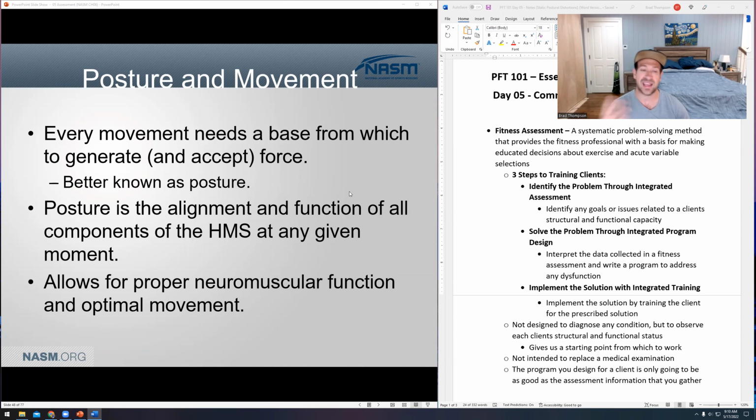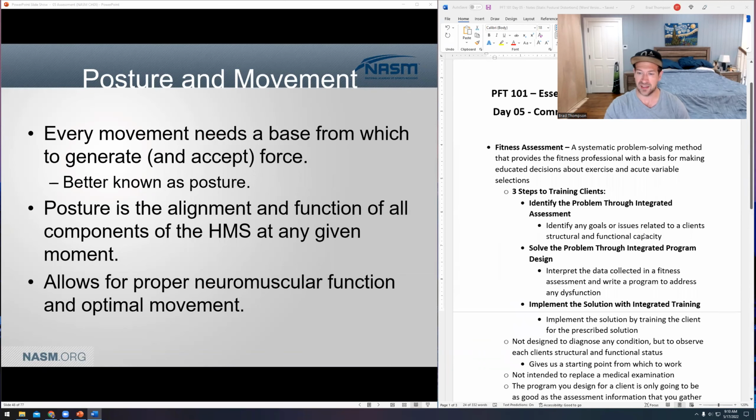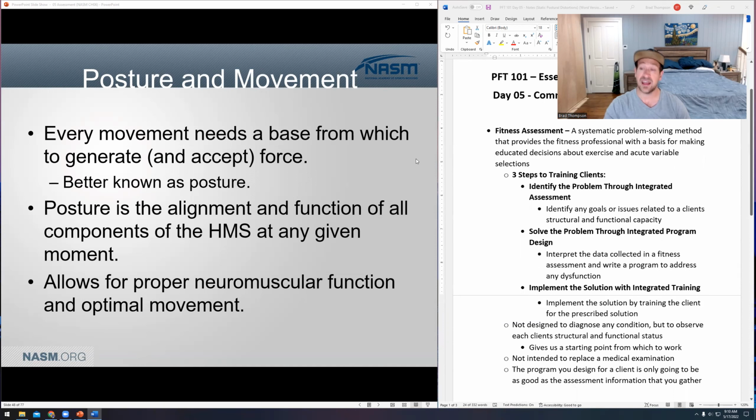And that baseline is known as our posture. Posture is the alignment of your movement system, the alignment of your body. And that allows you to have a good foundation from which to move around.